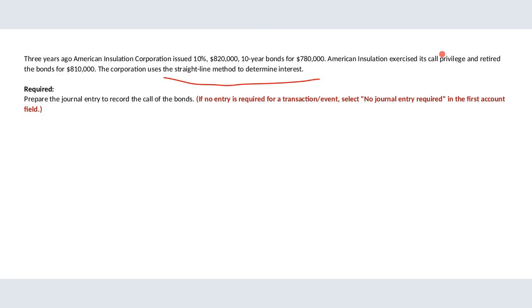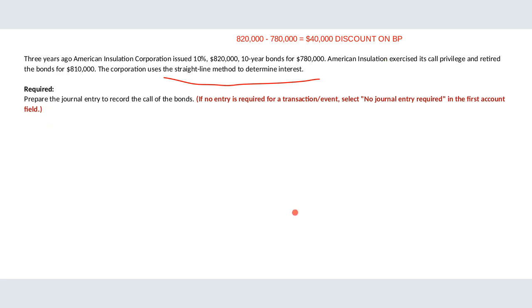And so the discount on these bonds, we need to find that first because we need to figure out what is the carrying value of the bond. So that's 20, that's 40. Is it 40, the discount? Okay, so that happened 3 years ago.